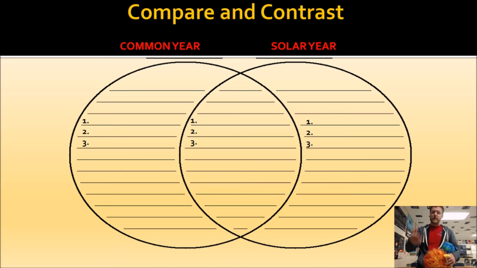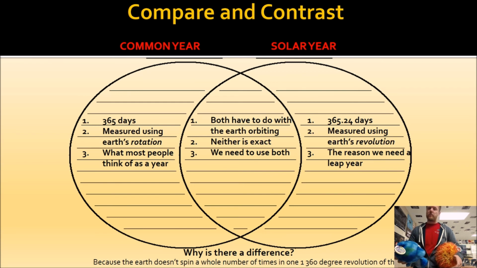What I'd like you guys to do is make another Venn diagram. On one side, I would like you to put a solar year, or a tropical year, and on the other side, a calendar year. Go ahead and fill that out in your science journal. Also tell me why there is a difference between a solar year and a calendar year. If I was going to fill this out, what would I put?